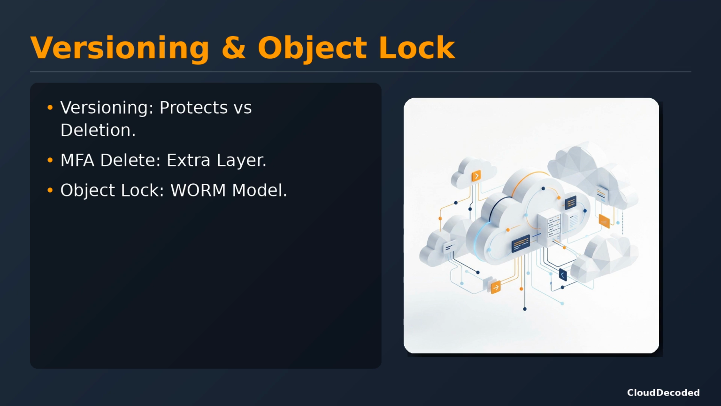To protect against accidental deletions or overwrites, enable S3 versioning. This keeps multiple variants of an object in the same bucket, allowing you to restore deleted objects easily. For an extra layer of security, enable MFA delete. For compliance, use S3 object lock to enforce a write-once read many, or WORM model, preventing object deletion for a fixed amount of time or indefinitely, often required for legal holds.